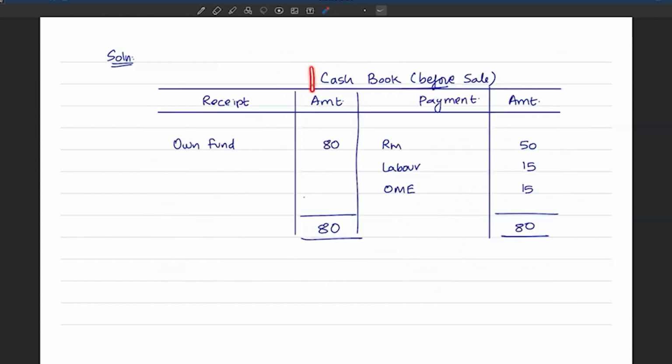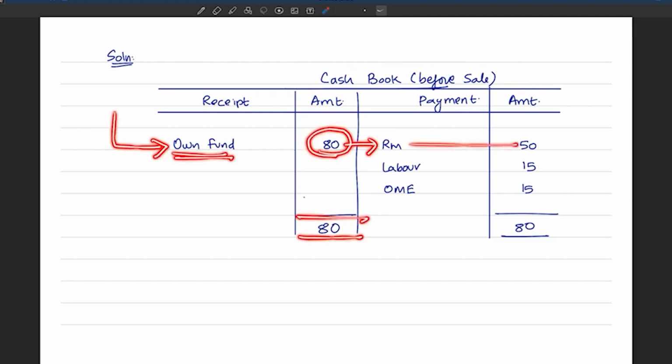Let's prepare a small cash book to understand what is happening. Here, the borrower has brought in his own fund into the business to the extent of 80. Okay. He used that 80 for purchase of raw material. He used that 80 for labor. He used that 80 for other manufacturing expenses. So that entire 80 has been used. He is cash dry and he wants to run the show for next 60 days. That's why he has approached the bank.